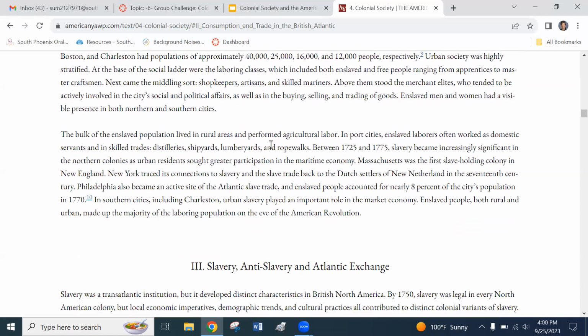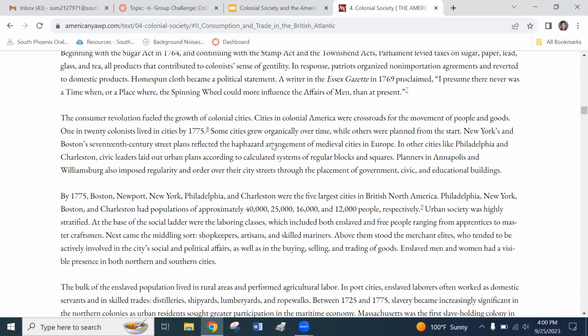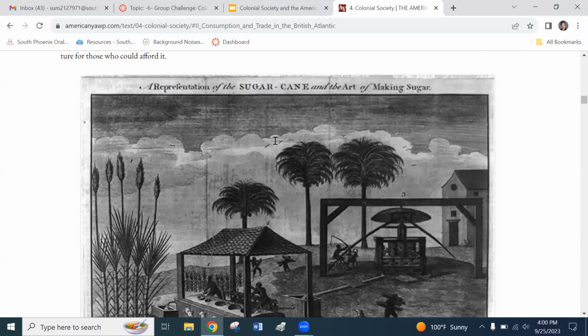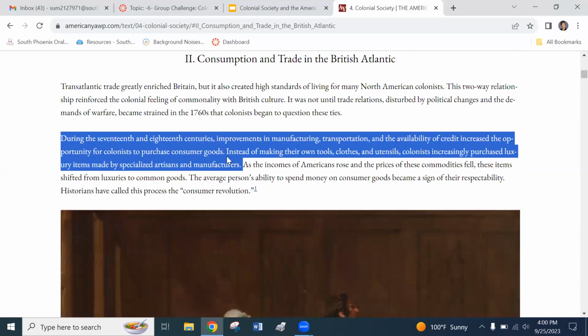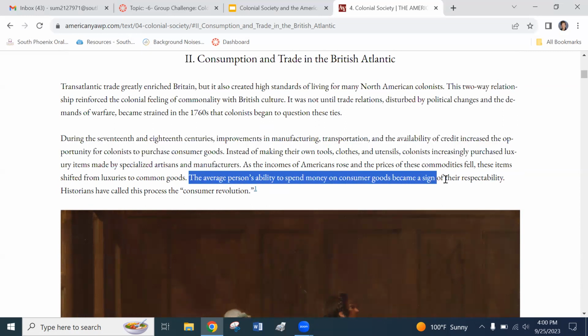So I'm not seeing anything in particular that responds to women, but you know what else I can do? I like this quote quite a bit. During the 17th century, as the incomes of Americans rose and the prices of these commodities fell, they shifted from luxuries to common goods. I like this one a lot. The average person's ability to spend money on consumer goods became a sign of their respectability.